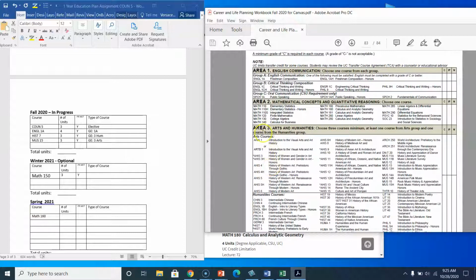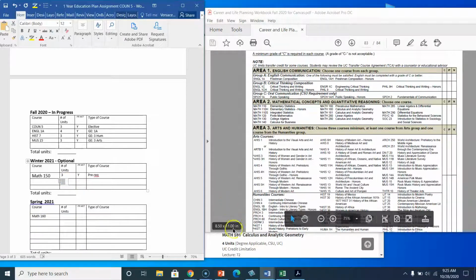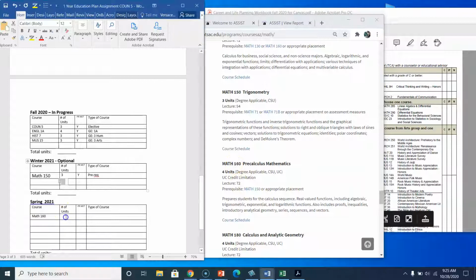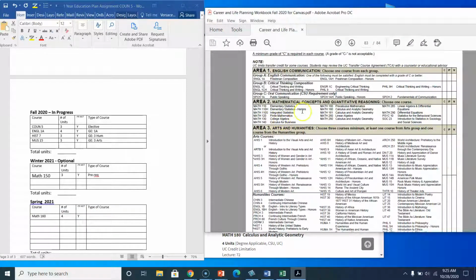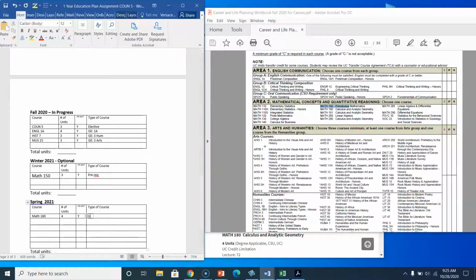All right, so now if we look though, Math 150 is not on this list. It does transfer, it's a transferable math to Cal State's, but not UC's. So I'm going to put this, and I'm going to put prereq, because I'm taking it so that I can get into another math. And then Math 160, let's look, that one is 4 units. And even though it doesn't meet the major requirement, it actually does meet the GE requirement. So I can put GE, area 2 for mathematics.